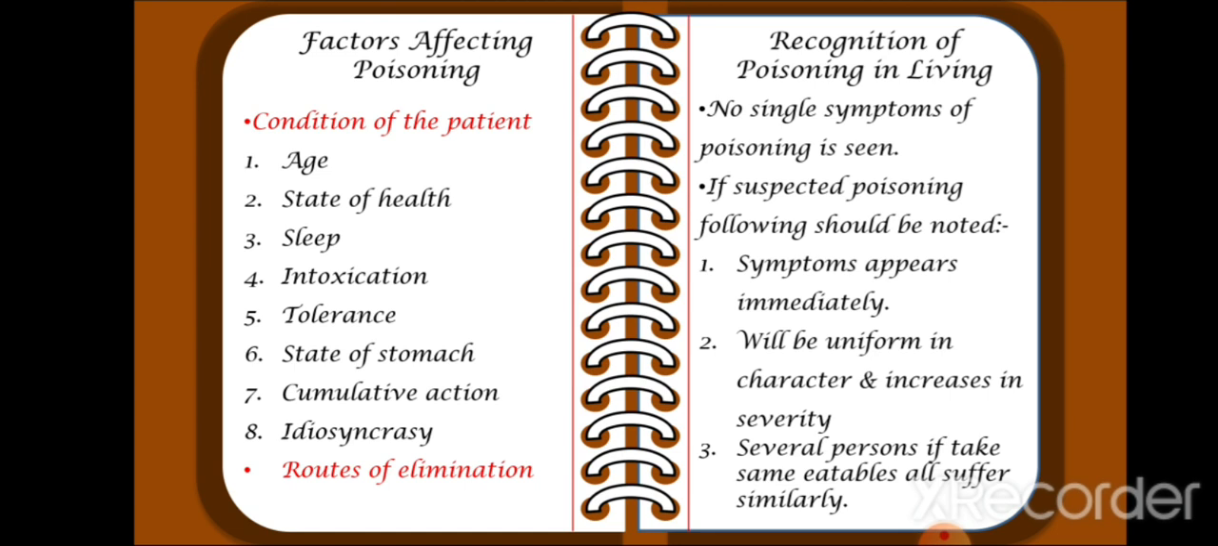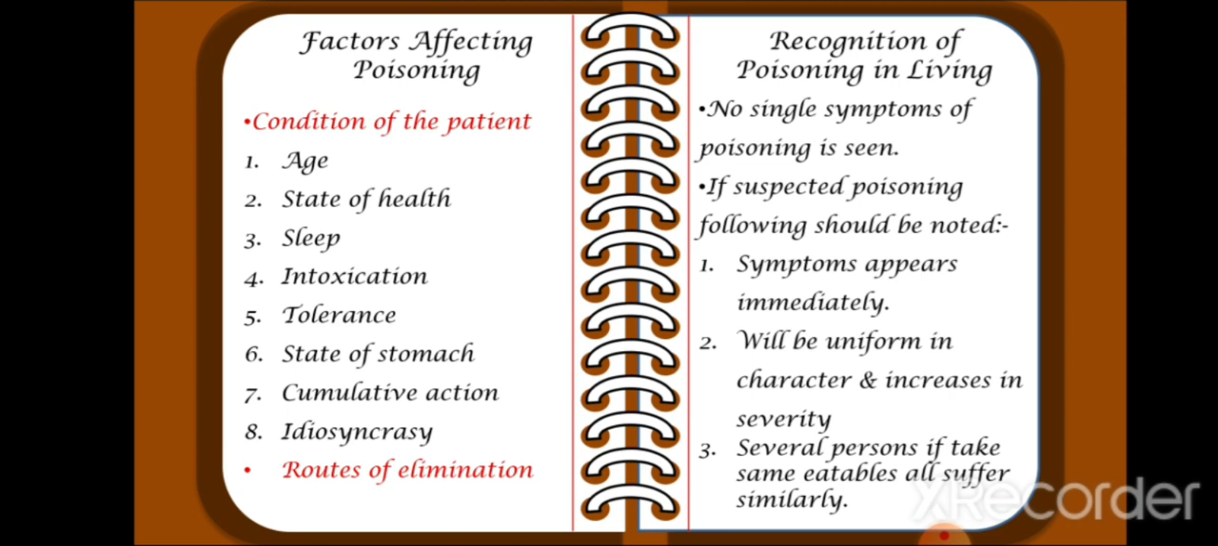Next is the recognition of poisoning in the living. How will we get to know whether a living person has ingested poison or not? No single symptom of poison is seen. A group or cluster of symptoms are seen. If poisoning is suspected, the following should be noted. Number one, symptoms appear immediately. Like if someone had a meal or a food or a drink, the symptoms will appear immediately or within a short period of time. Second, it will be uniform in character and increase in severity with due course of time.